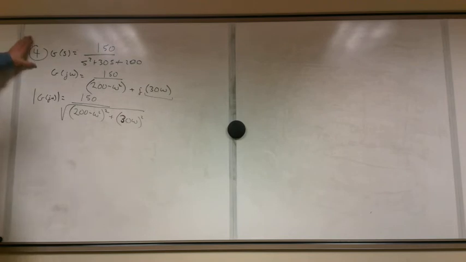Okay, start off with G of S being 150 over S squared plus 30S plus 200. We came through G of j omega, got the magnitude of G of j omega like that. That's perfectly satisfactory form to put the answer in.